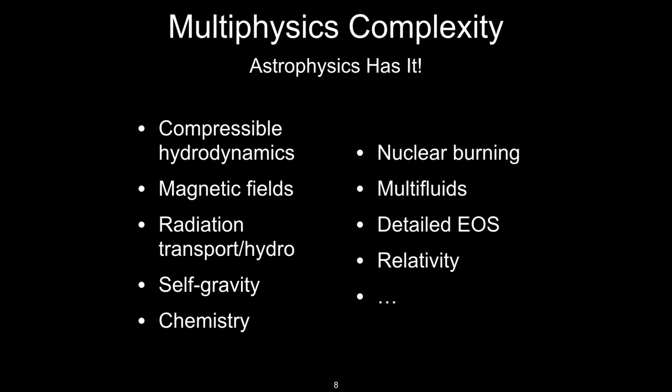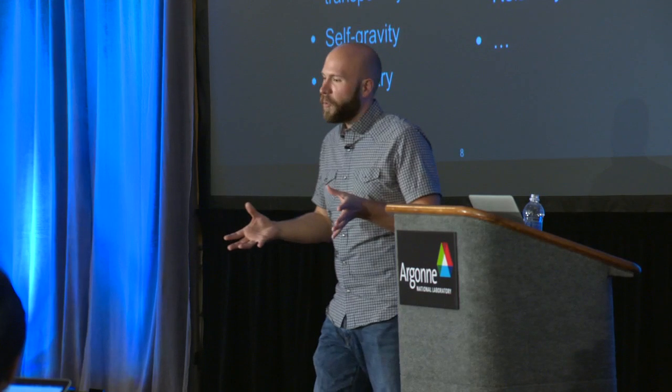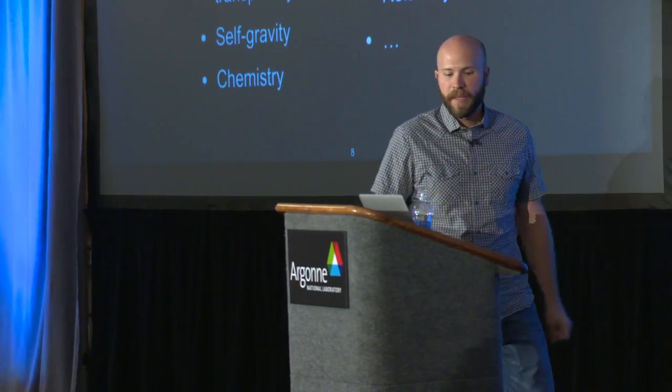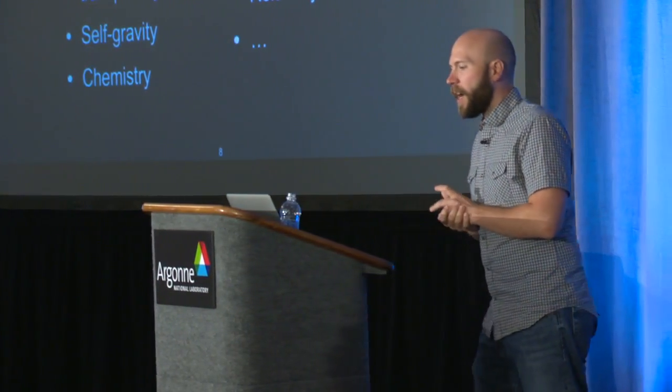Another reason that we tend to lean a lot on community codes in astrophysics is that the problems we address tend to be very complex, incorporating many, many, many different pieces of physics into one problem. Things like compressible hydrodynamics, magnetic fields, radiation transport, self-gravity, chemistry, nuclear burning, the physics of multi-fluids, complex equations of state, general relativity. The list goes on, right? So these astrophysical problems are typically a big stew of physics that you just put in the pot and stir. And sometimes it tastes good, sometimes it doesn't. So it's really a complicated mess.